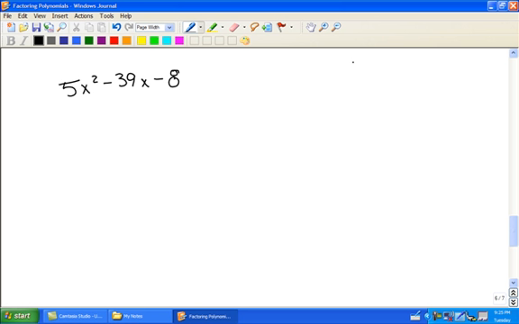The A is 5 and the C is negative 8. So you want to take the 5 times the negative 8. That gives us negative 40. And you want to think of the factors of negative 40 that will add to give us negative 39 in the middle. Well, if we take a negative 1 times a positive 40 and add them together, that's going to give us a positive 39. Right number, but wrong sign.